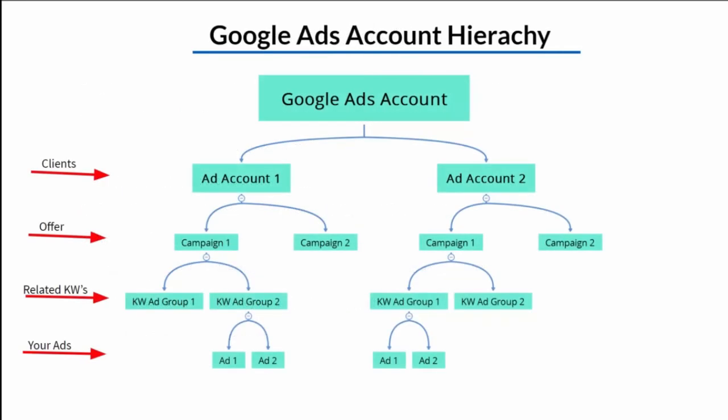All right, so now I want to show you the Google Ads account hierarchy. So you have your individual ad accounts here, right? This is where you're going to be setting up each individual client, and then you're going to have your specific offers. So just think about, if we're targeting bathroom remodeling contractors, or maybe a home remodeling contractor, one campaign is going to be targeting bathroom remodels. And then under that bathroom remodel campaign, that particular offer, we're going to have keyword ad groups.